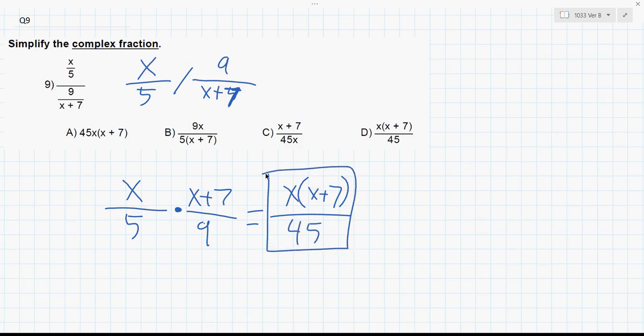And at this point, I can already see that the answer is going to be D. If I had to factor it through, it would end up as x squared plus 7x, but they wanted it in a factored form.